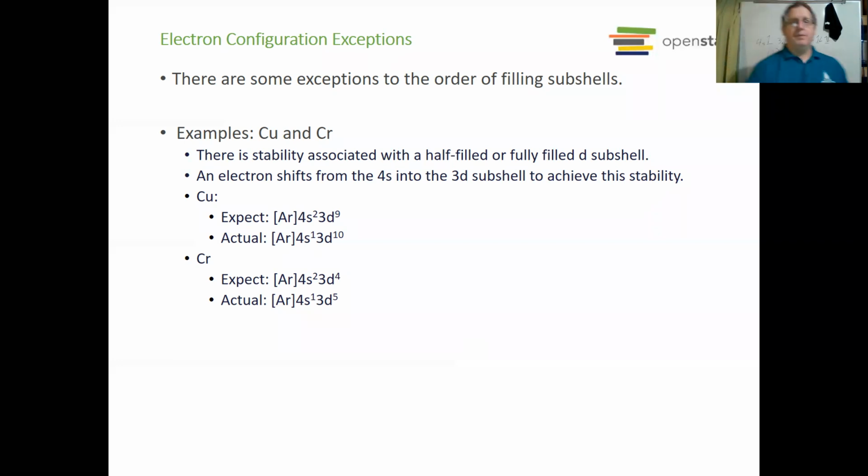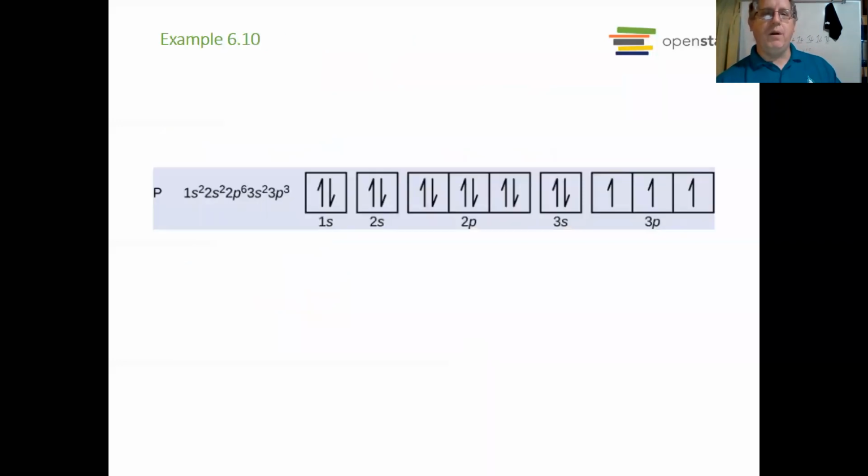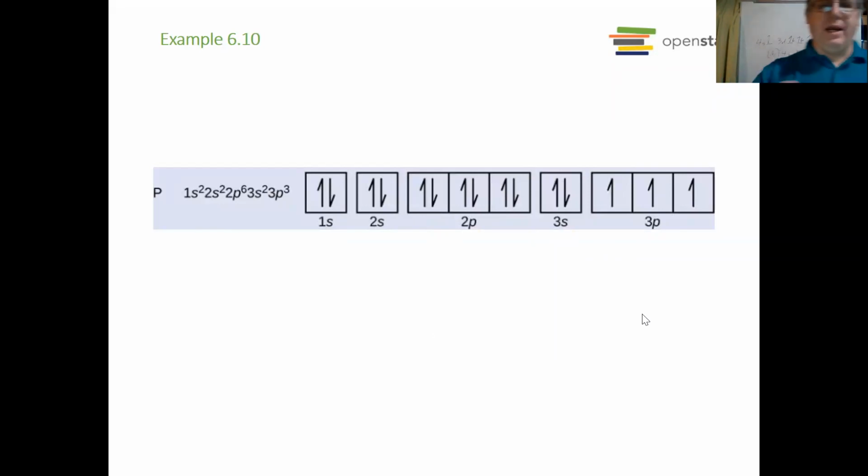You are just expected to be able to determine our expected ground state configuration for it, with the exception of copper and chromium. I want you to know those specific exceptions and that other exceptions exist. Now, here we see phosphorus. Compare that to the diagram with the 1s at the bottom, then 2s, 2p, 3s, 3p. So you get the idea.